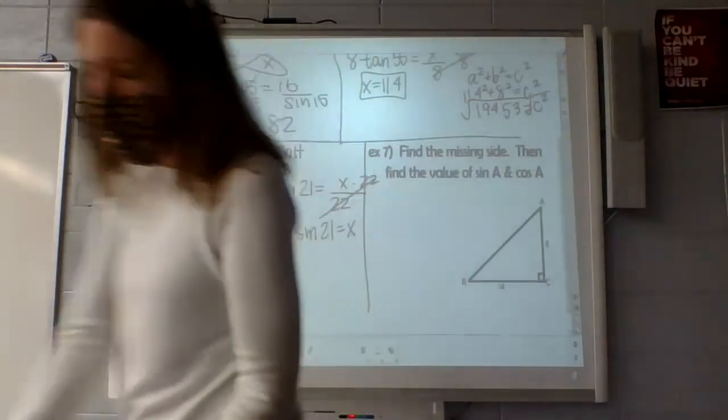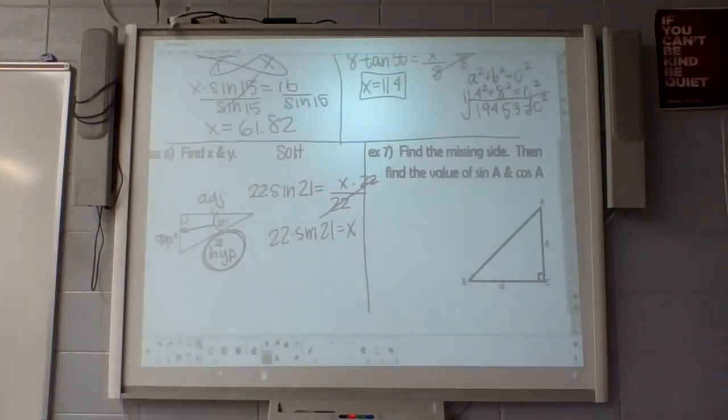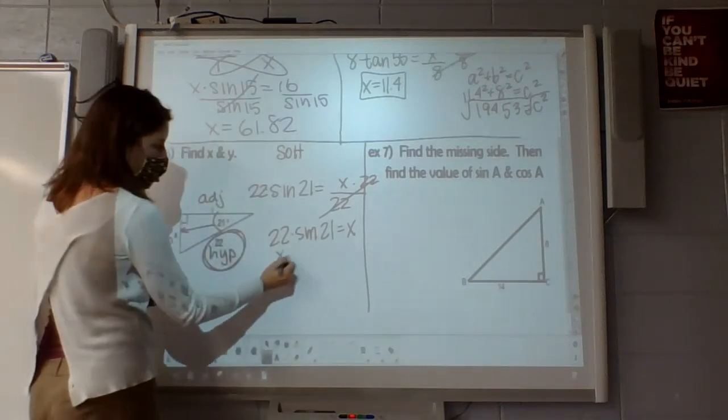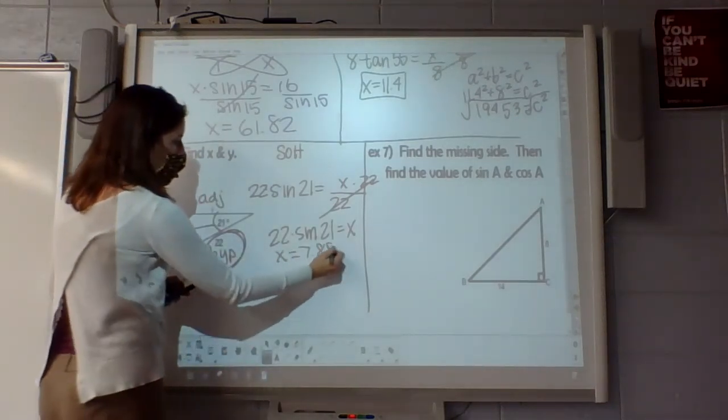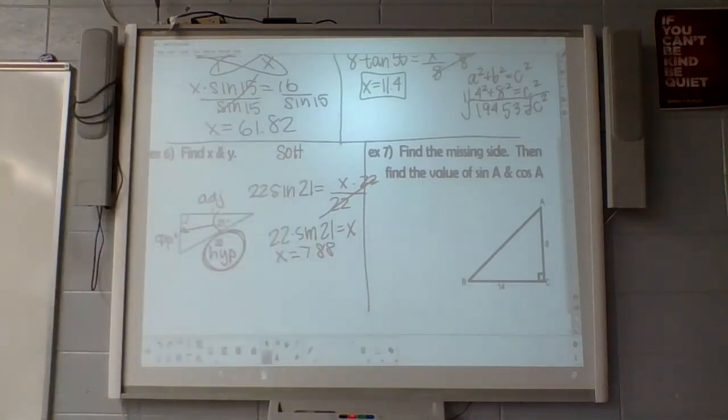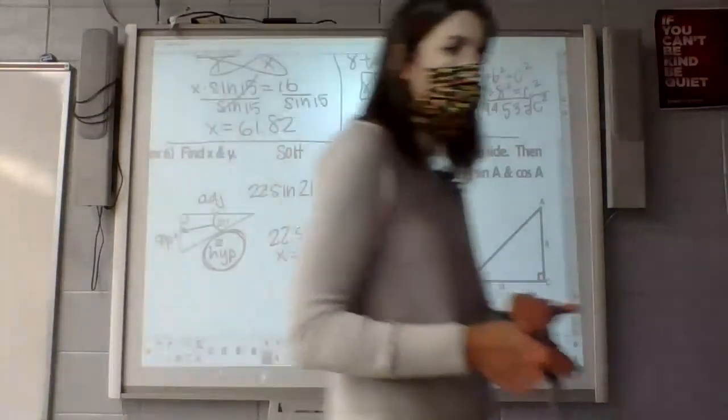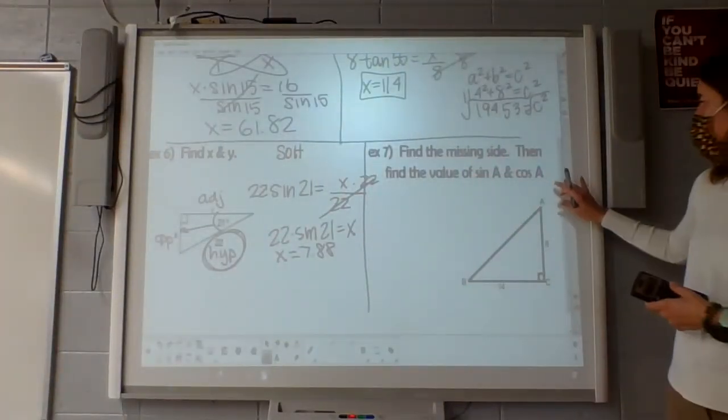So we're going to find out our x. Now, had you found y first, that's fine. So we get like 7.88 for x. So just like on the last problem, we can choose to either do sine, or we can use cosine, or we can do Pythagorean theorem. Do you guys have a preference? What do you think?